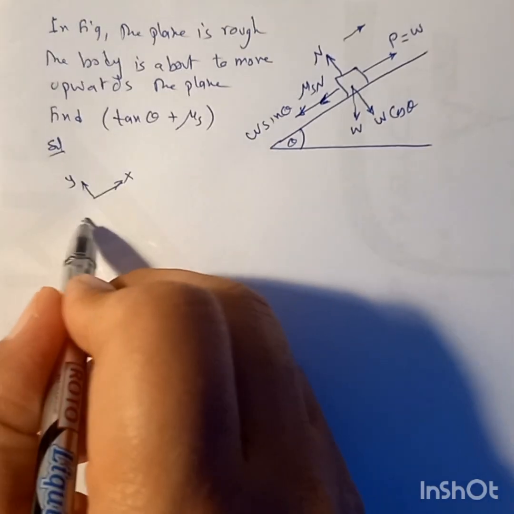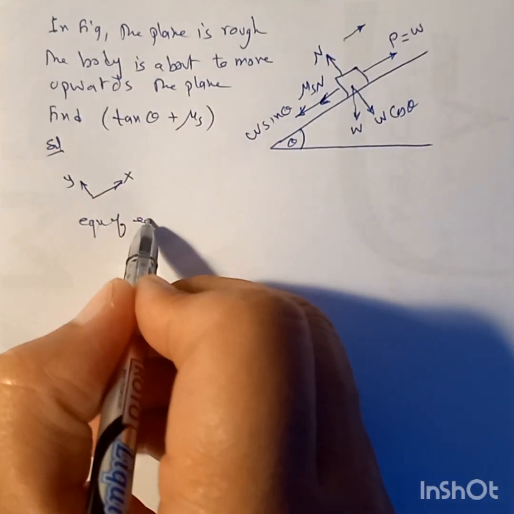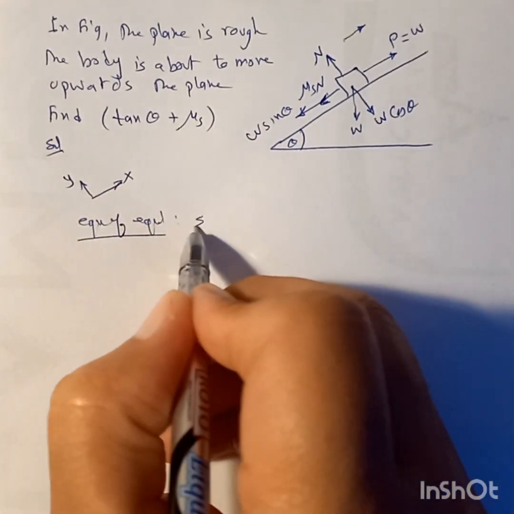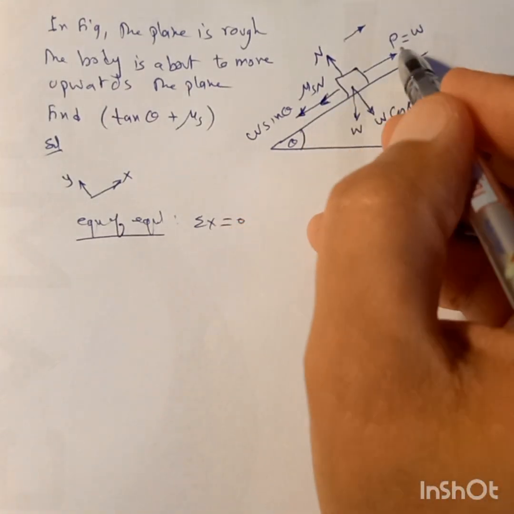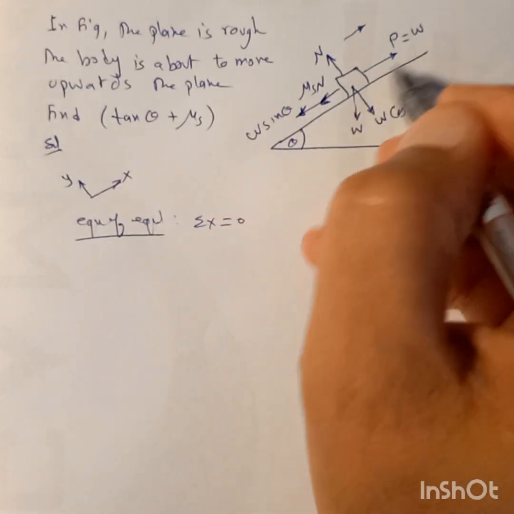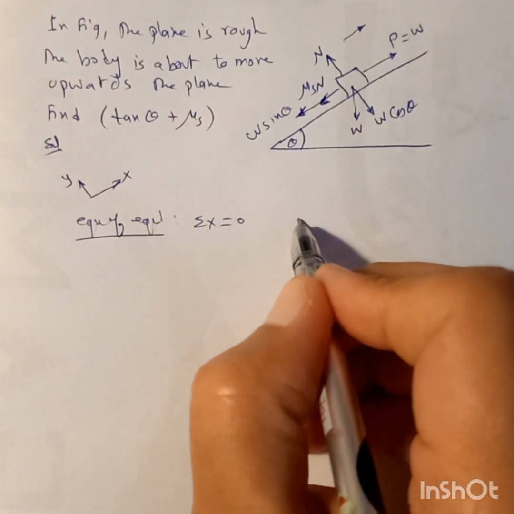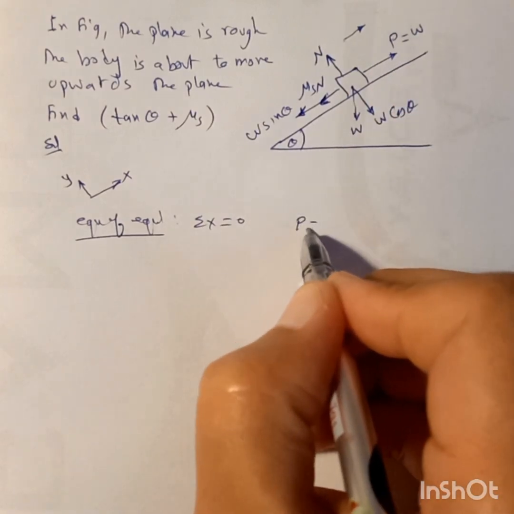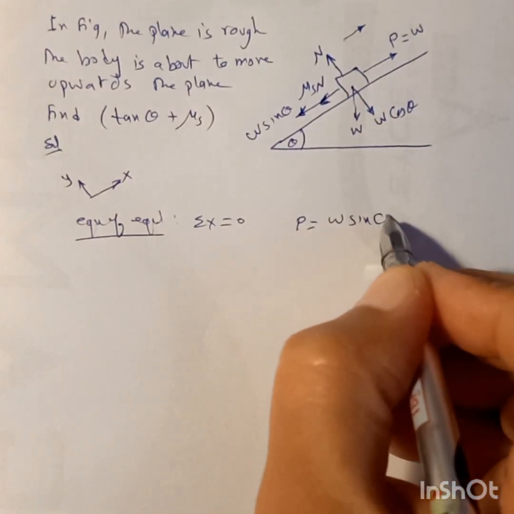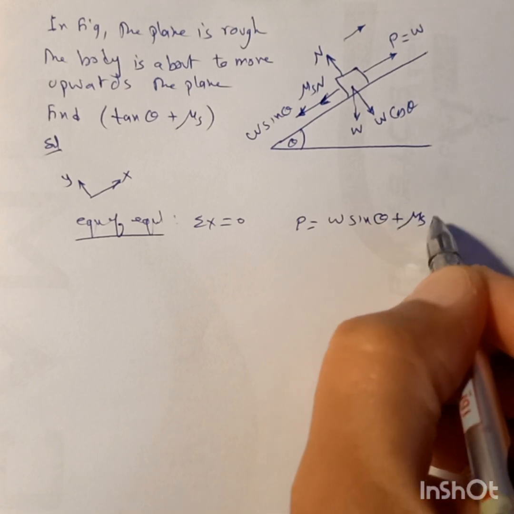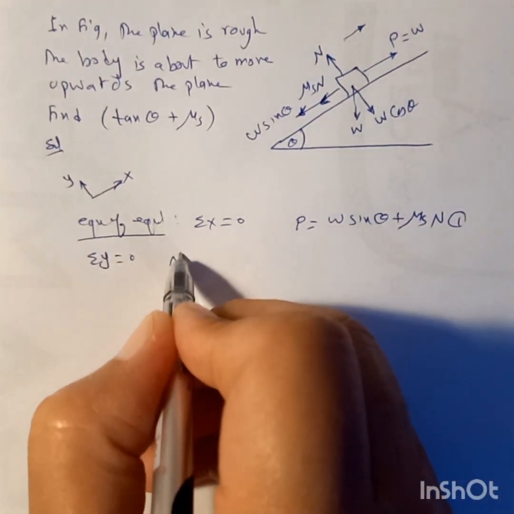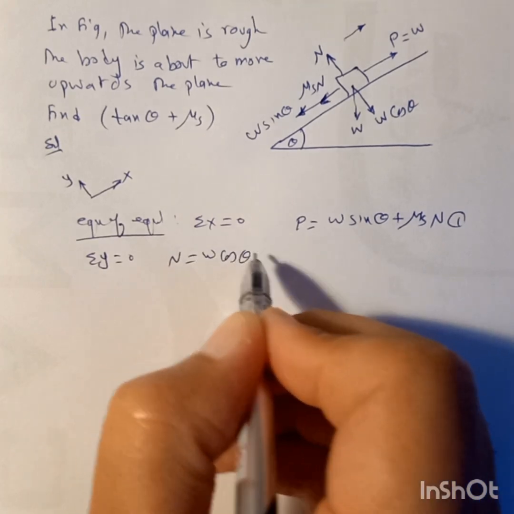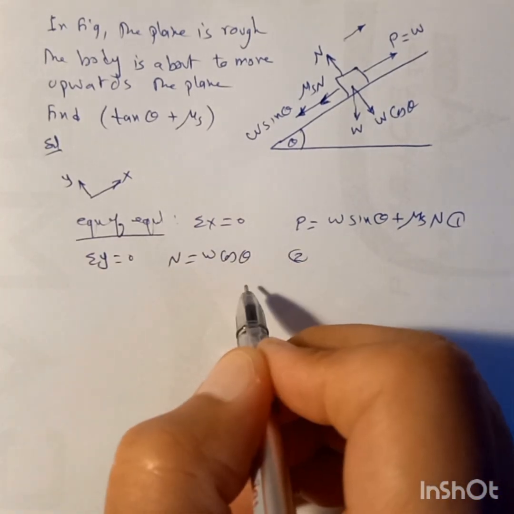Finally, we have to apply equations of equilibrium for this body. We have summation of x equals 0. The sum of the components of forces acting on this body parallel to this inclined plane equals 0. Then we have B equals W sine theta plus mu s times N. This is equation number 1. We have summation of y equals 0. Then we have N equals W cosine theta. This is equation number 2.